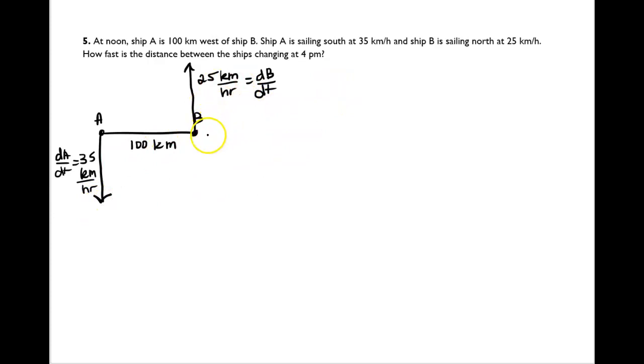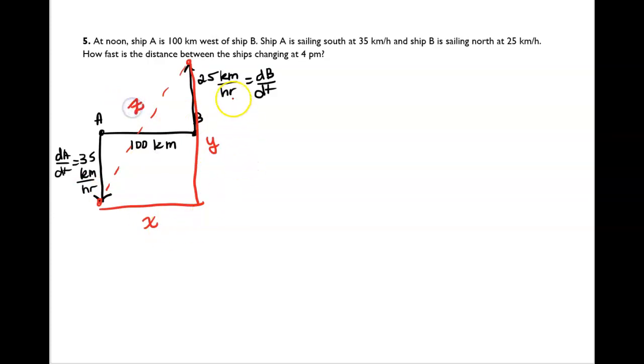We want to know how fast the distance between the ships is changing at 4 p.m. So what we're actually looking for is the distance between the ships, not vertical distance or horizontal distance, but the true distance between the ships. So we're actually looking for this diagonal here. Instead of just a horizontal line with 2 vertical lines, we're going to make this into a triangle. And let's label the sides X, Y, and Z.